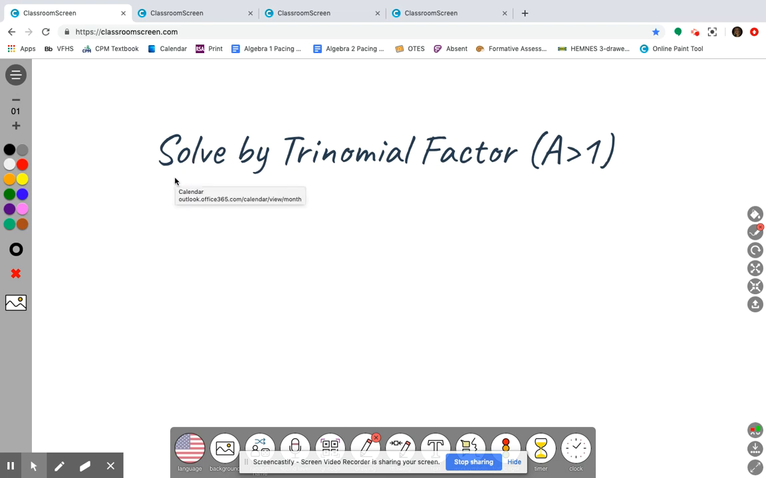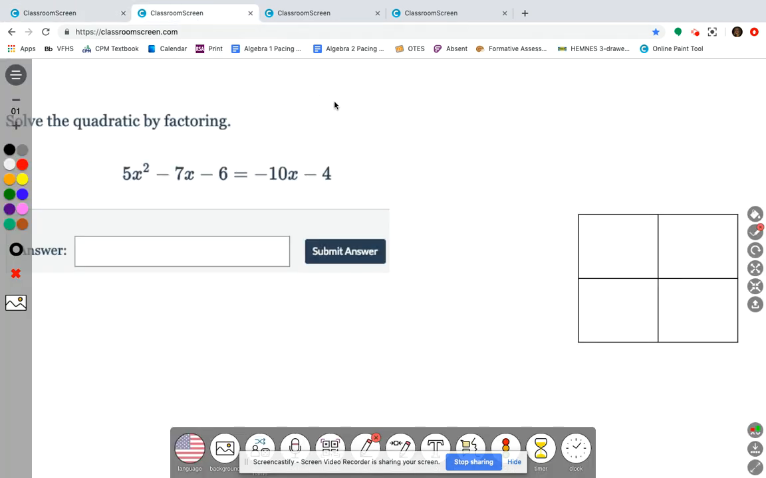In this video, we're going to be going over solving by trinomial factoring when a is greater than 1. Let's look at the first example. We're going to start by writing down what we were given. So I was given 5x squared minus 7x minus 6 equals negative 10x minus 4.